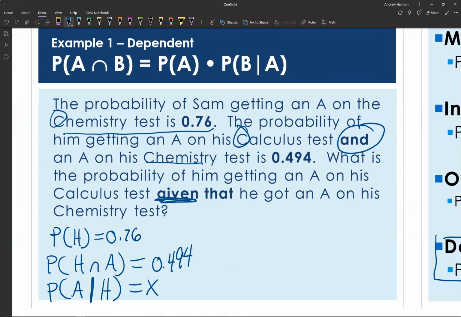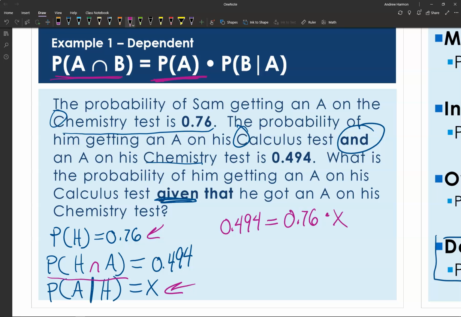So we have that AND part. Let's change colors here. So we have that AND part. That's H and A. So that's what we're going to put first, 0.494. That's going to be equal to the probability of event A, well, that's going to be 0.76, that single probability there. And that's times the probability of B given A. Well, there is my given probability, A given H. So that is my X.